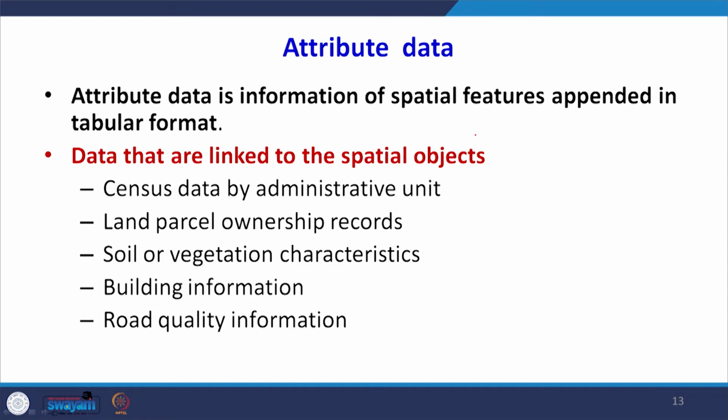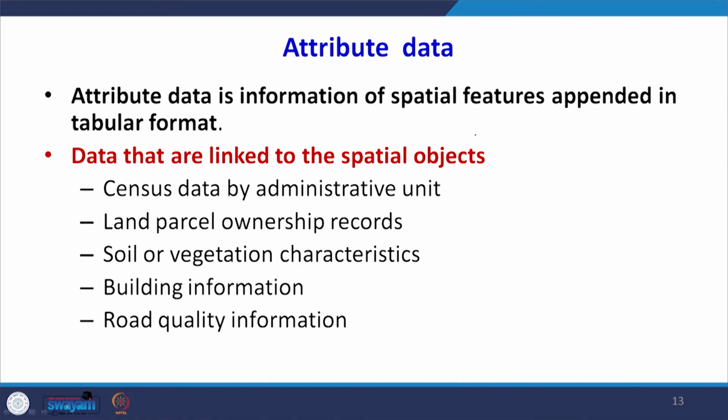Now the attribute data is the information about the features which you are showing. As I showed in the previous slide, take the land parcel. If I give the information about that land parcel, who the owner is, what the type of crop there is, and what the area and dimension are, that is all attribute data which I can show for a particular land parcel in tabular form.